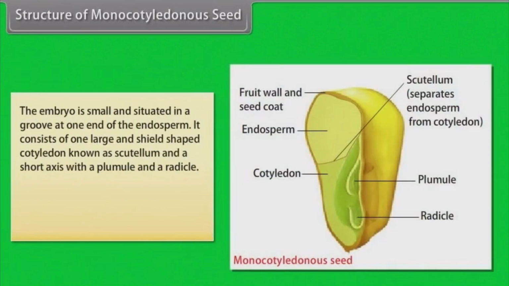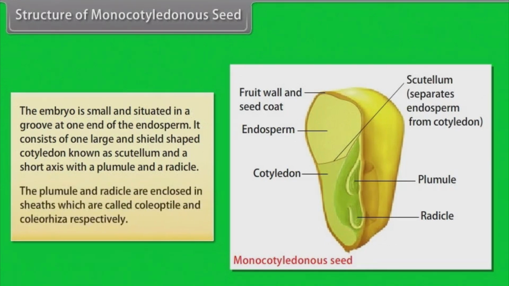The embryo is small and situated in a groove at one end of the endosperm. It consists of one large and shield-shaped cotyledon known as scutellum and a short axis with a plumule and a radicle. The plumule and radicle are enclosed in sheaths, which are called coleoptile and coleorhiza respectively. Germination of seeds.